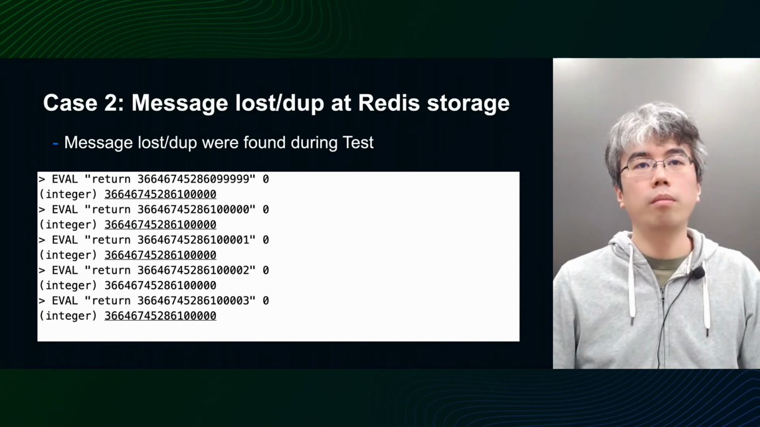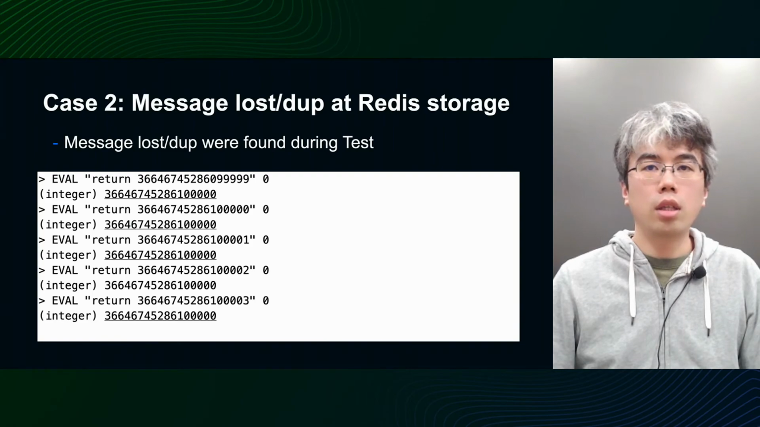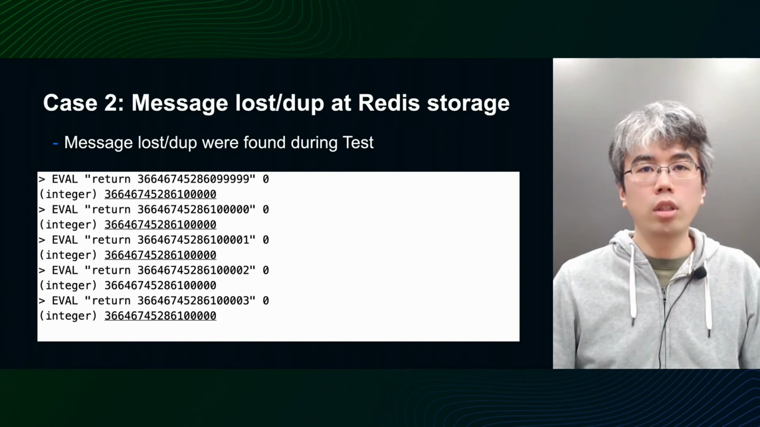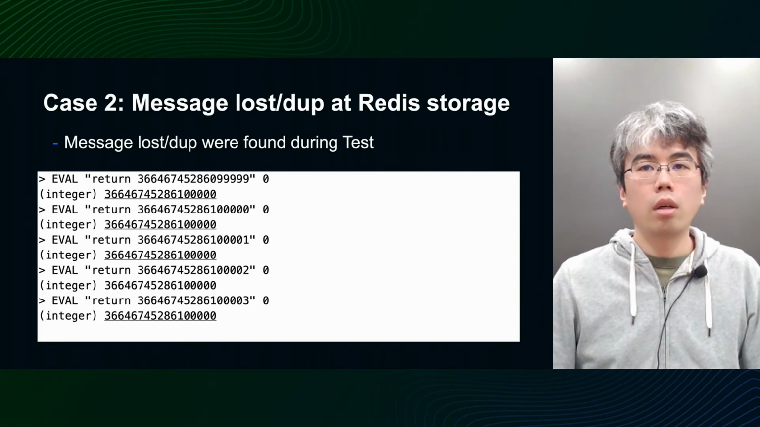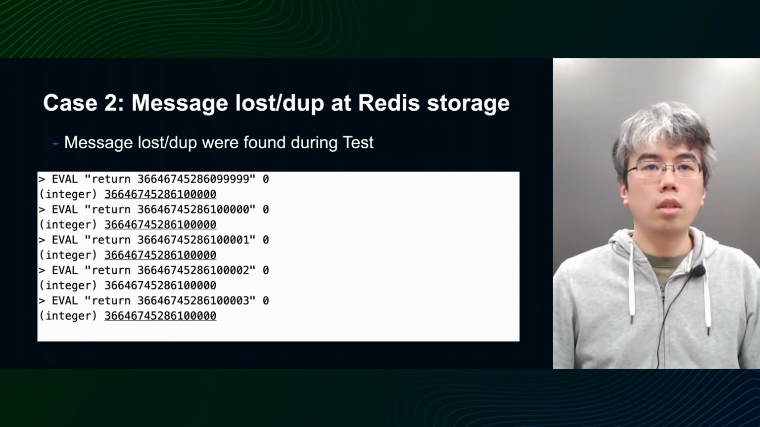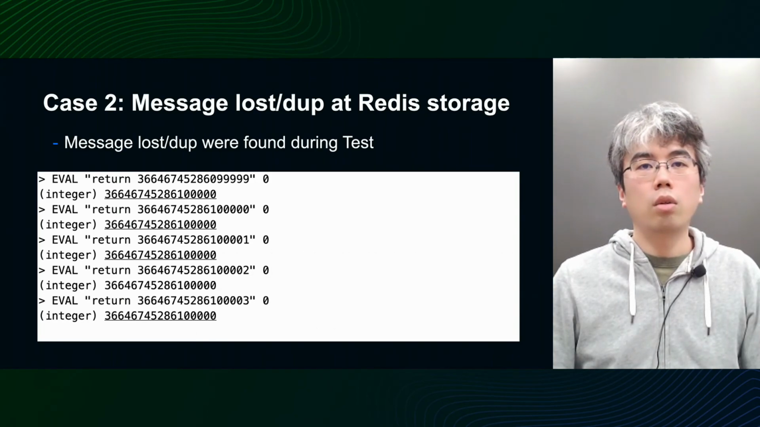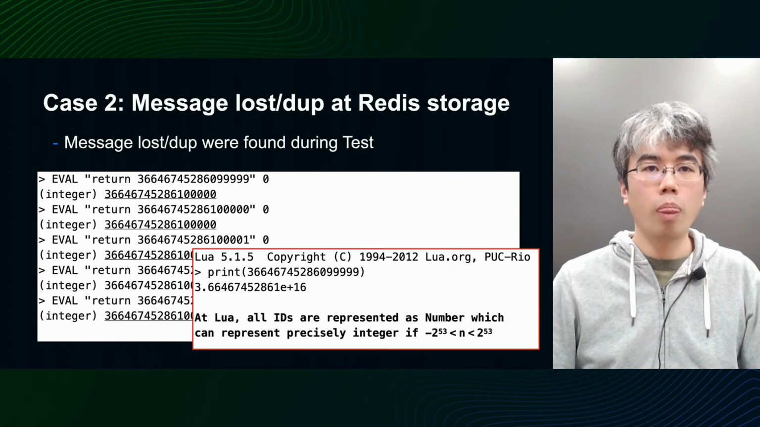Yes, the Lua language, especially the version of Lua that is built into Redis, utilizes floating point numbers to represent integers. So it cannot correctly represent the IDs generated by this generator. Since Lua 5.3, integer types have been introduced, which will solve this problem. However, I am still using the old version because there is no compatibility between versions.